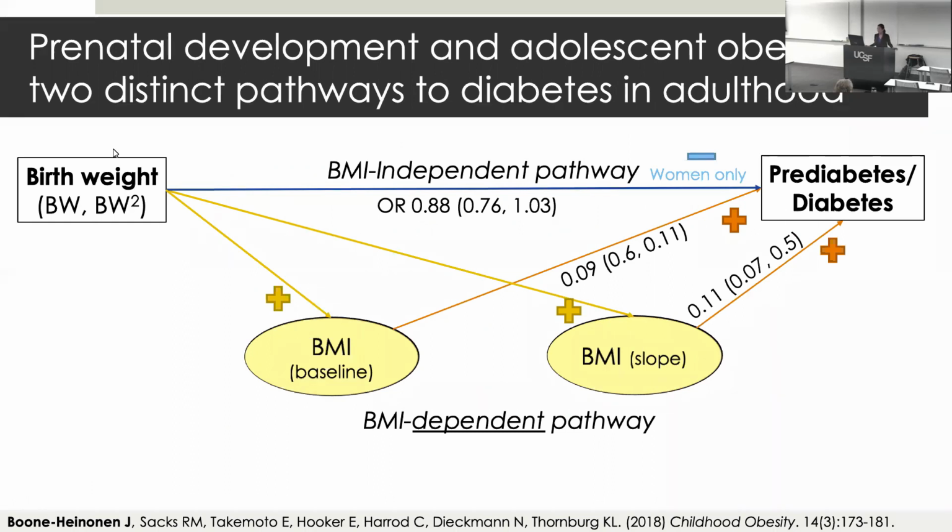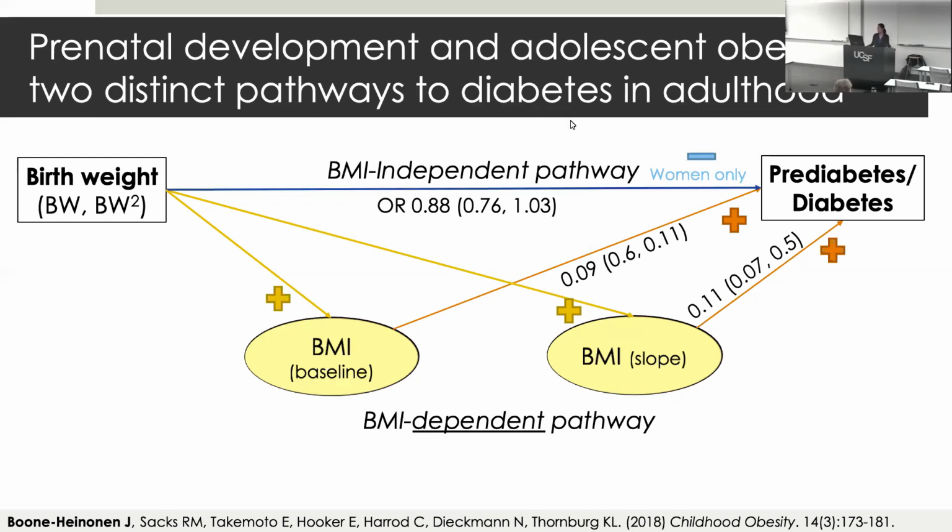So essentially higher birth weight was related to higher BMI in adolescence, and faster BMI gains into adulthood. Both of these were associated with higher risk of diabetes. Okay, so that's all very intuitive. Here we're seeing this BMI independent pathway. So higher birth weight associated with lower risk of diabetes. In other words, lower birth weight associated with higher risk of diabetes. Okay, and those pancreatic changes are observed more on the undernutrition side of prenatal development.